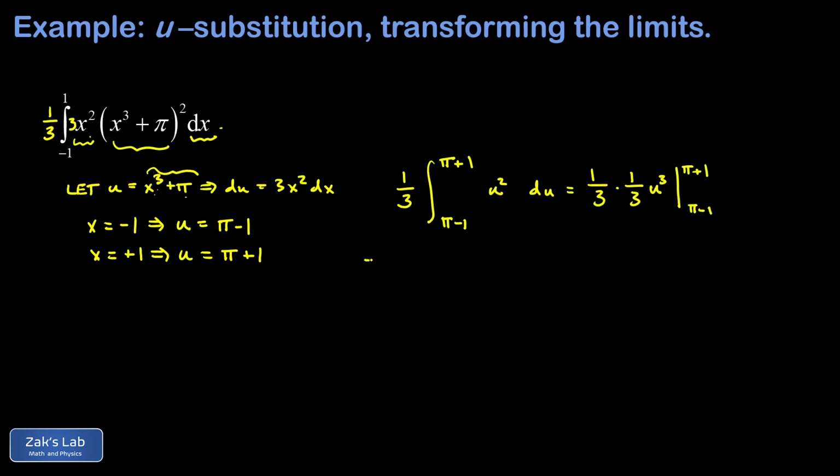Now the 1/3 times 1/3 can be combined into a 1/9. And when I sub in my upper limit, I'm going to get a pi plus 1 quantity cubed, and in my lower limit, a pi minus 1 quantity cubed. And I have to remember how to cube a binomial here. We could just brute force it and write down pi plus 1 times pi plus 1 times pi plus 1, and then distribute and expand into all the terms that are possible and combine like terms. But it's nice to remember how to cube a binomial in general. And I'll just put those formulas over here on the left.